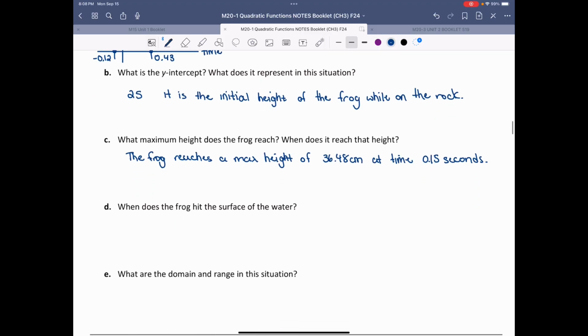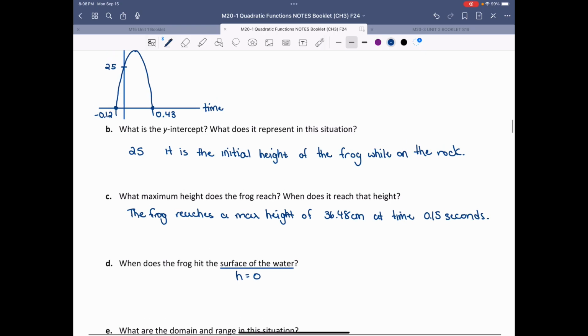Part D, when does the frog hit the surface of the water? At the surface of the water, the height would equal 0, which means this is an x-intercept. So our x-intercepts are negative 0.12 and 0.43. The negative one does not matter here because remember, we can't have negative time, right? So we started here. The graph is only relevant from this point on. So the only x-intercept that matters is the 0.43.